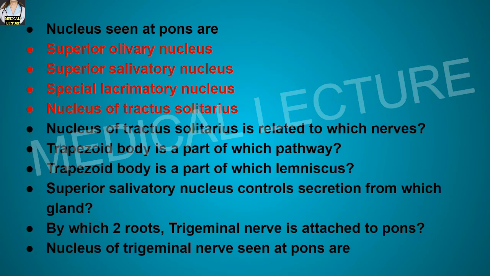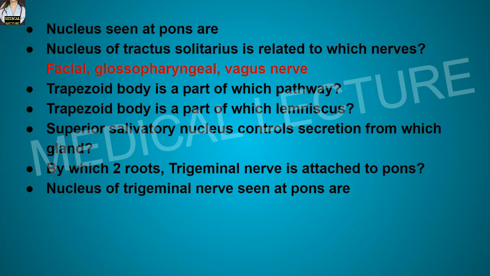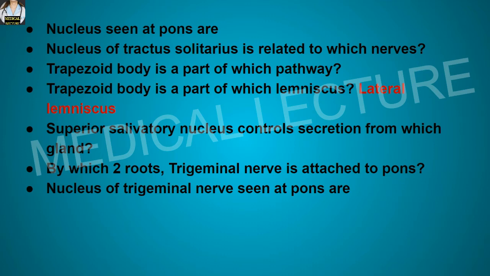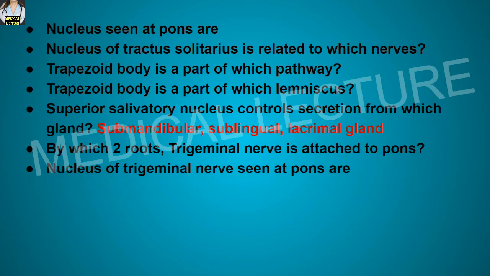They are superior olivary nucleus, superior salivatory nucleus, lacrimatory nucleus and the nucleus of the tractus solitarius. Nucleus of the tractus solitarius is related to which nerves? To the facial nerve, glossopharyngeal nerve and the vagus nerve. Trapezoid body is a part of which pathway? It is a part of auditory pathway. Trapezoid body is a part of which lemniscus? Of the lateral lemniscus. Superior salivatory nucleus controls secretion from which gland? From the submandibular gland, sublingual gland and the lacrimal gland.